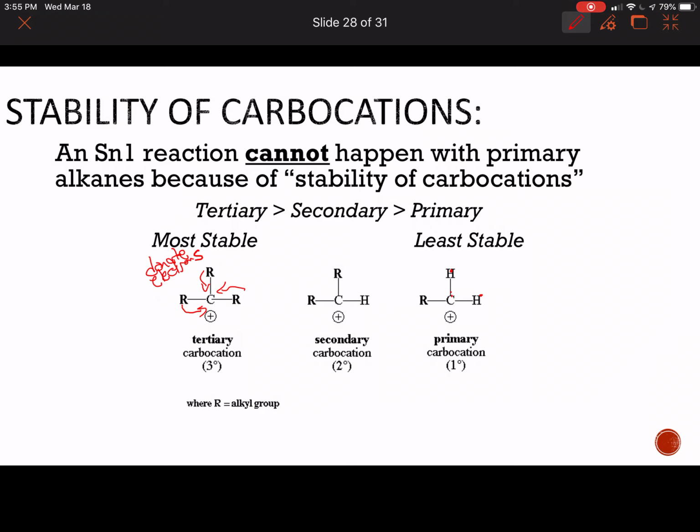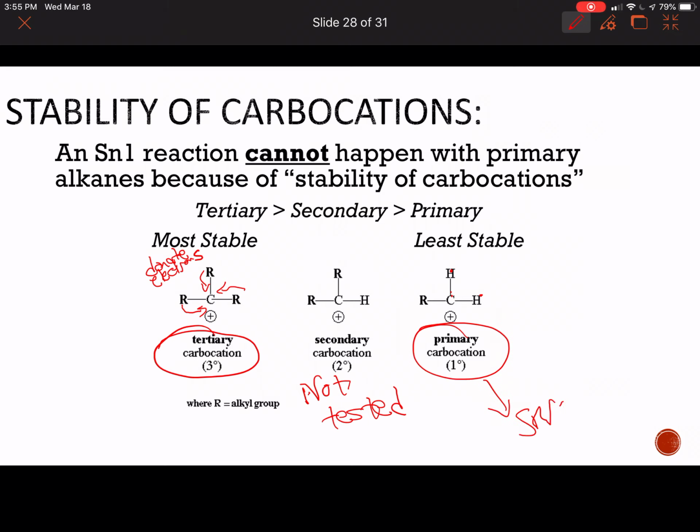And so although an SN1 reaction can happen with secondary carbocations, an SN2 can happen as well. And therefore, secondary carbocations are usually not tested for that reason. For that reason, they'll give you clearly either tertiary or primary, and you'll know that this happens via the SN2 mechanism, and you'll know that this happens via the SN1 mechanism.